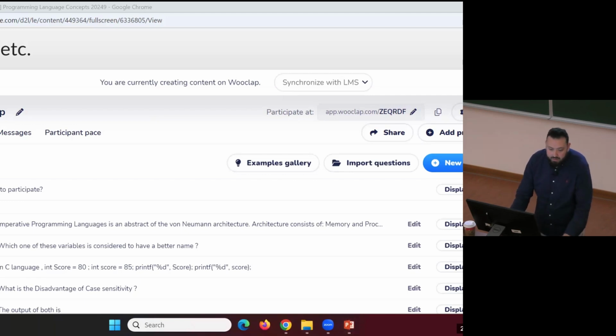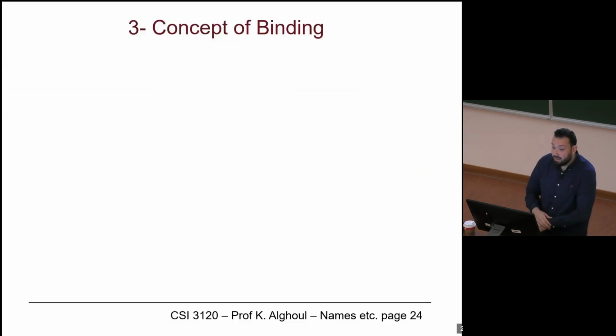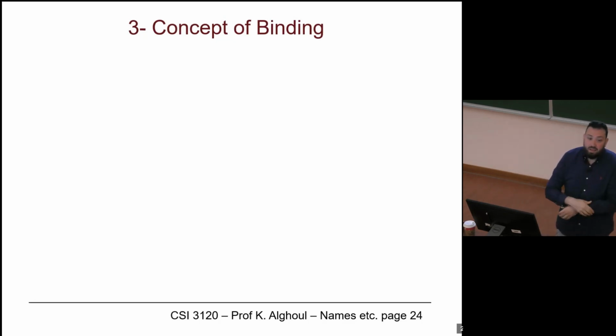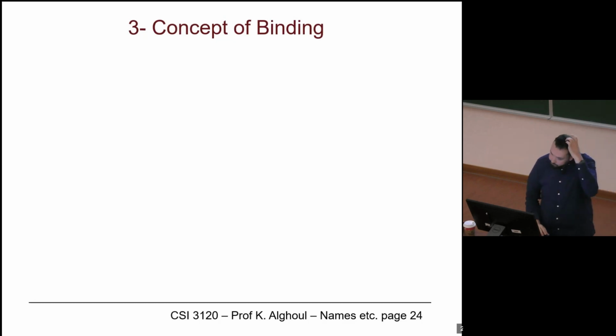So last time we covered, as we said, all the attributes, the names and everything. And today we're going to start talking about the concept of binding. Okay, so we covered names, variables. Now we're going to talk about binding, type checking, and then scope, so we can finish this chapter and move to the data type chapter.